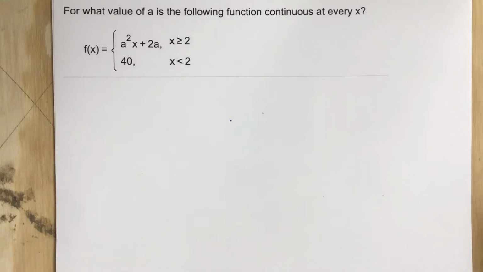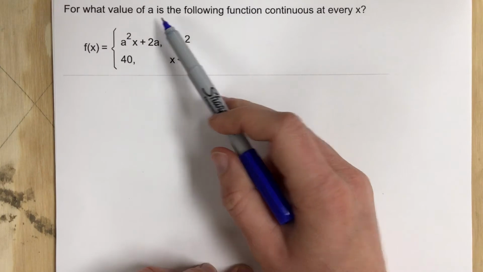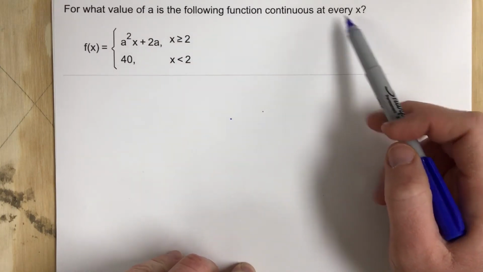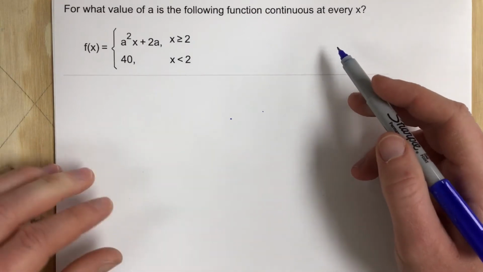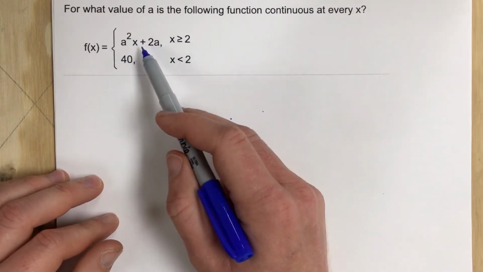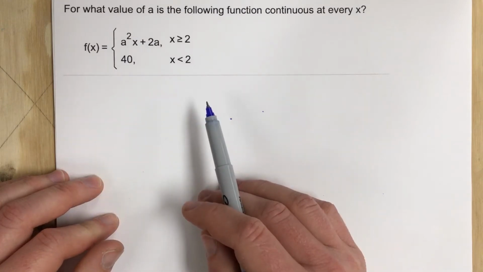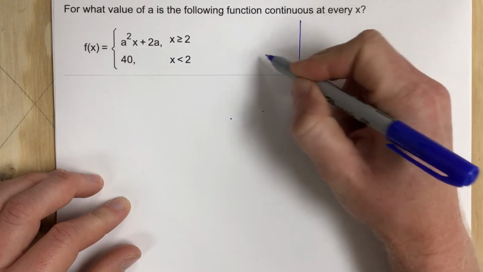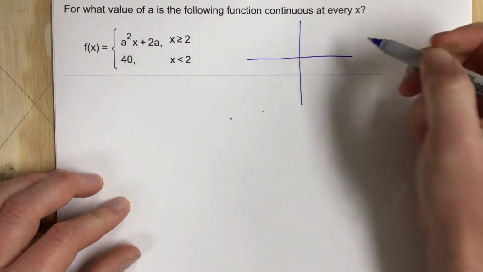This is problem number 10 for section 2.5. In this problem it says, for what value of a is the following function continuous at every x? So they want us to essentially find a value for a that will make this piecewise function completely continuous, right? No breaks. Let's go ahead and draw the picture for this piecewise function so far.